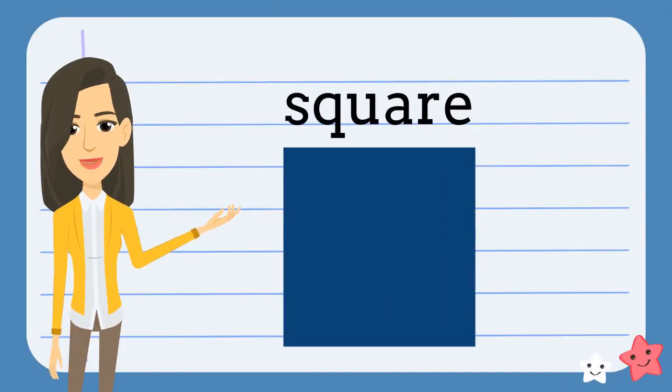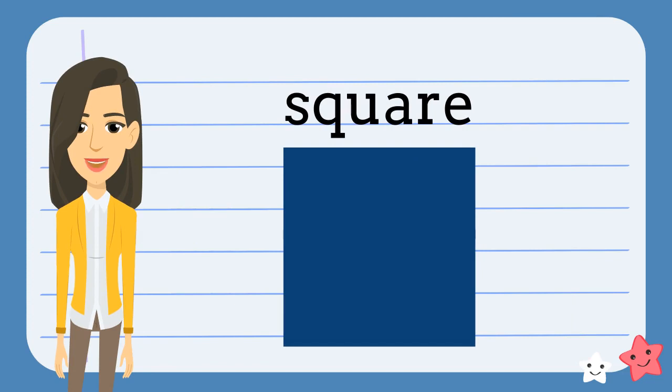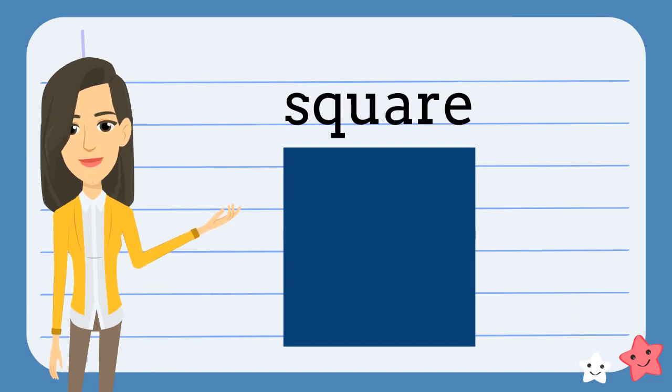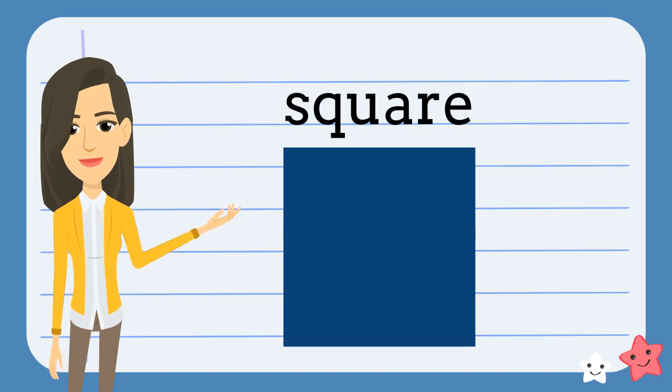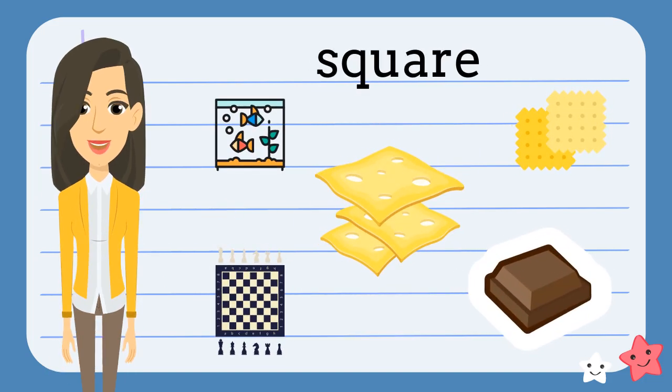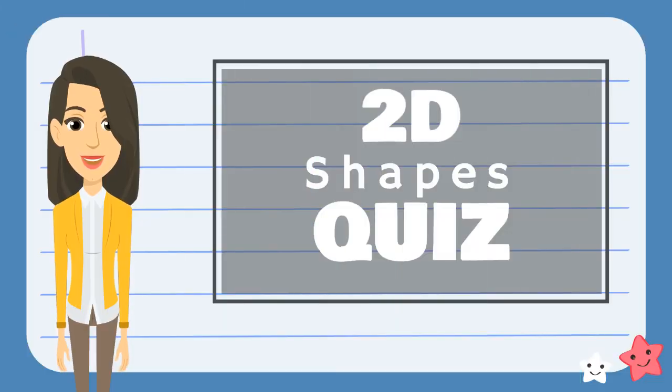A square is a plane closed shape that has four sides and four vertices. All of the sides of the square are the same length. There are many objects that are shaped like a square: a tank, a chessboard, cheese, crackers, and chocolate are all shaped like a square.